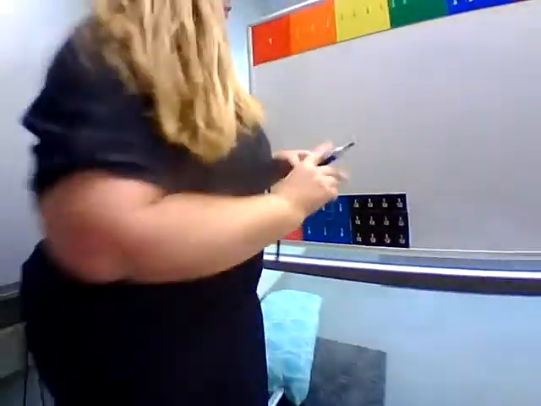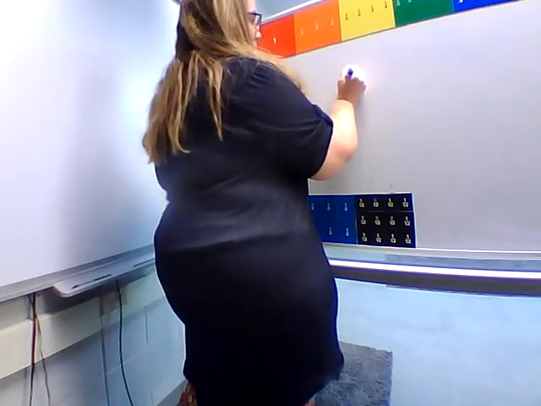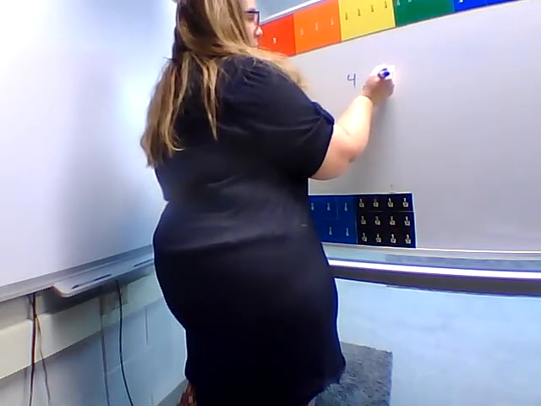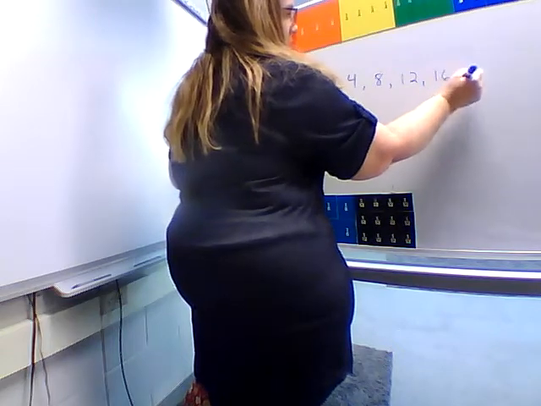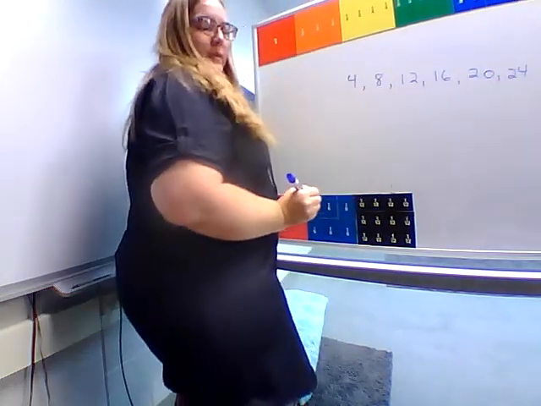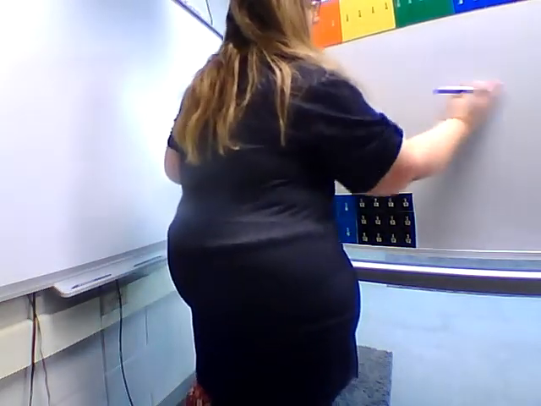So to start, we're going to review what a multiple is. A multiple is when I count up by that number. So if I start with 4, multiples of 4 are 4, 8, 12, 16, 20, 24. Those are my multiples of 4. So we count by 4s and we multiply by 4.